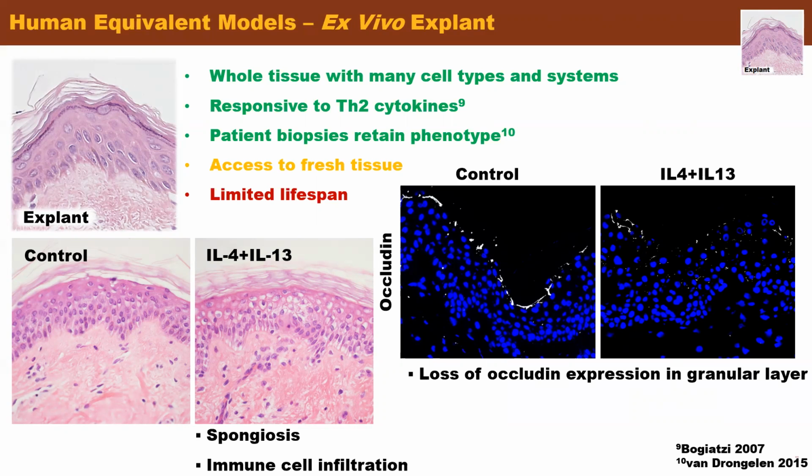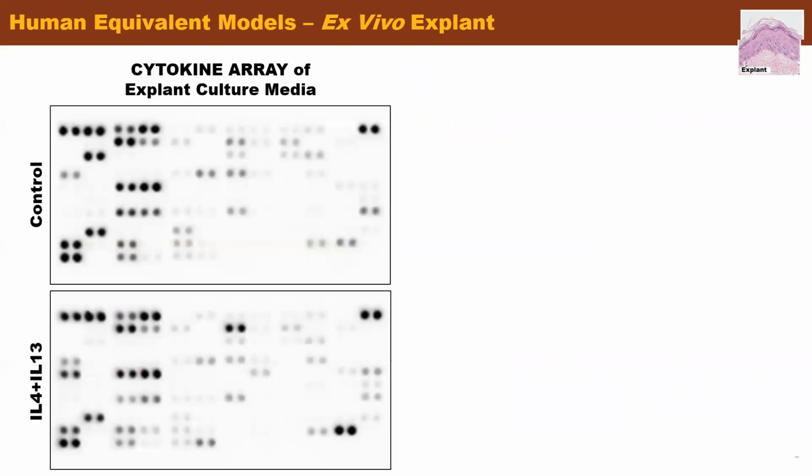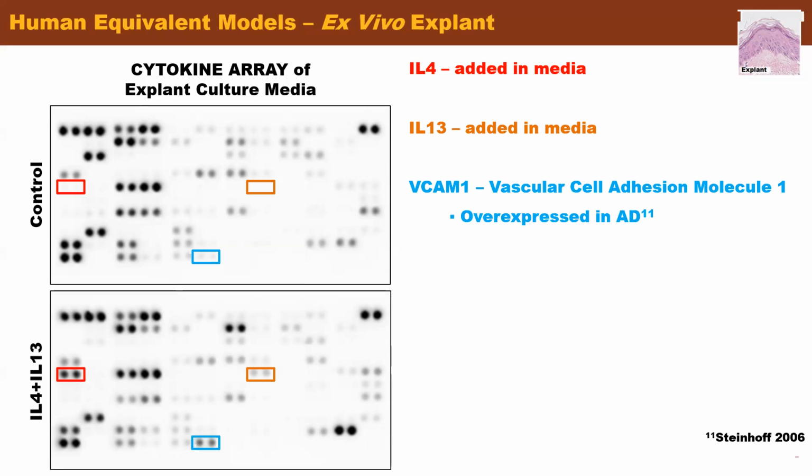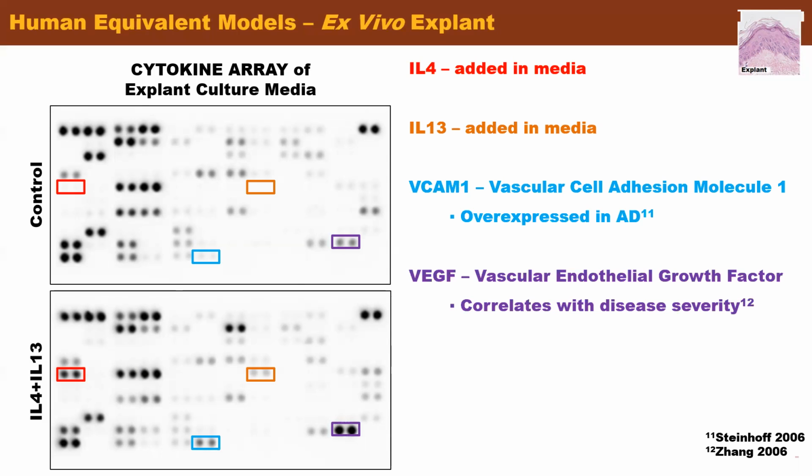Now, it's not just the living part of the culture that can be of interest when studying the biology of atopic dermatitis, but the culture media itself can hold answers to questions, especially those asked about secreted factors of skin cells. Here is an example of cytokine arrays exposed to control media or media from explants treated with interleukin 4 and 13. As expected, we see increases in IL-4 and 13 as it was added in the media, but also increased expression of proteins involved in vasculature, such as VCAM1 and VEGF, which have been shown to be overexpressed in AD or correlate with disease severity, respectively.